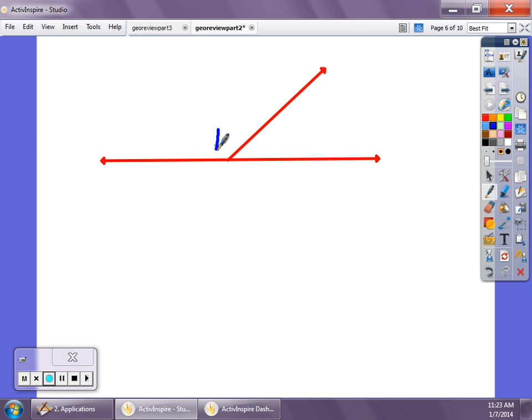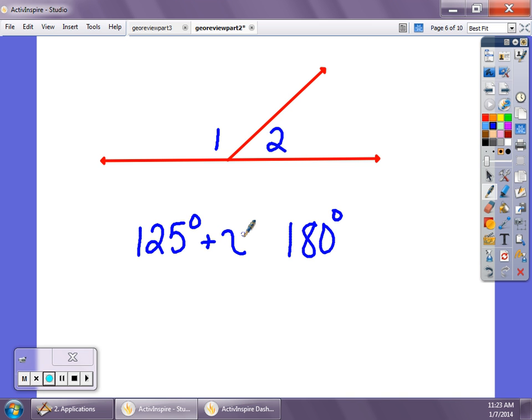This is angle 1, this is angle 2. Okay, first of all, what type of angle is this? A straight angle. What is a straight angle worth? 180. Okay. So this is also a part-whole. The whole is 180 degrees. What is part 1 worth? 125 degrees. And what is part 2 worth? Do we know? So we're going to put an X because we don't know.